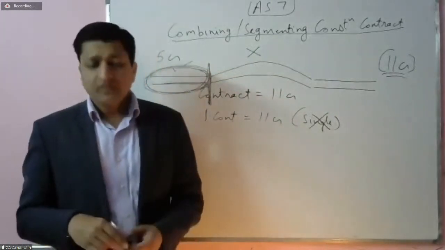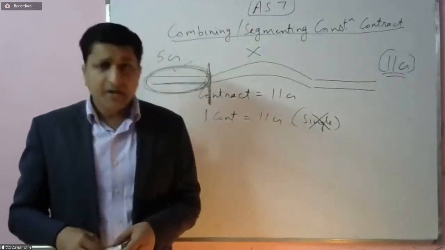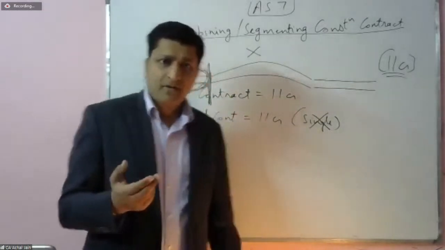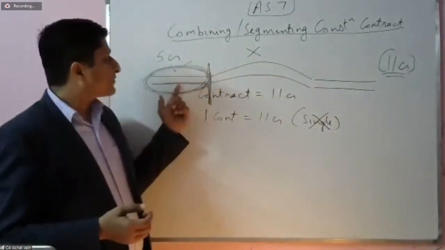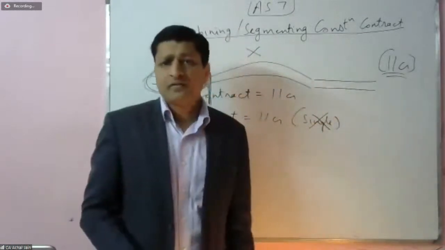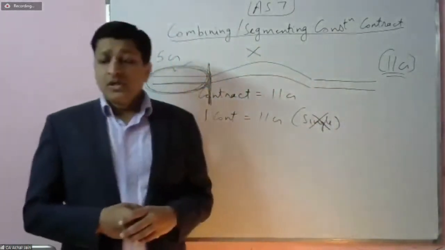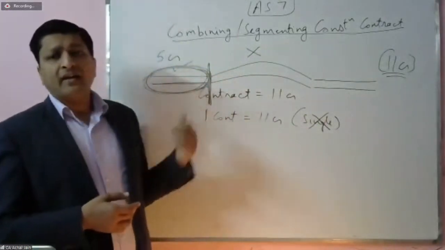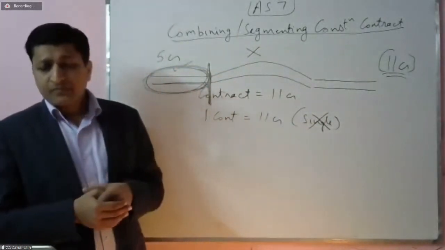the problem which may arise is around the amount. You may have a question that, sir, in this particular situation, how do we determine the contract revenue of this part, and this part, and this part? Because there's only a single contract of 11 crore. So how do we know the amount of this particular activity? We'll not get to know.